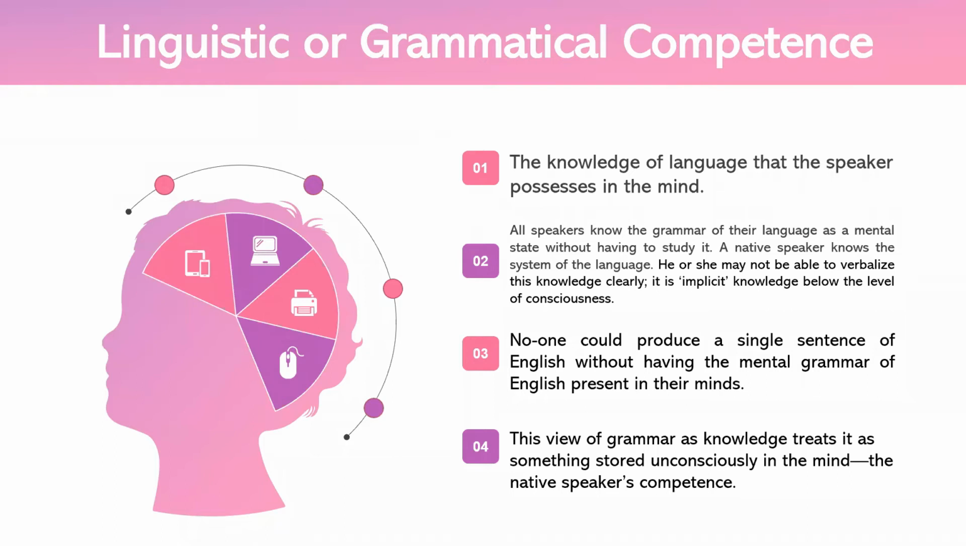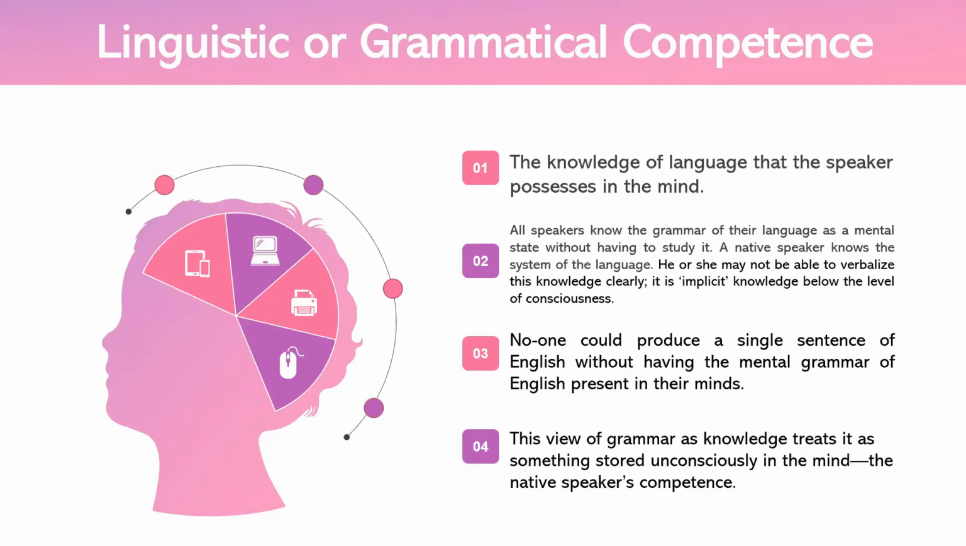All speakers know the grammar of their language as a mental state without having to study it. The speaker of English knows there is something wrong with "is John is the man" without looking it up in any book. A native speaker knows the system of the language. He or she may not be able to verbalize this knowledge clearly. It is implicit knowledge below the level of consciousness.